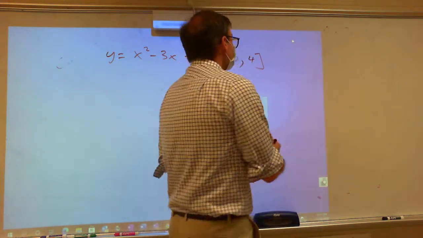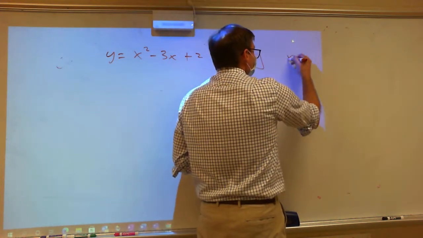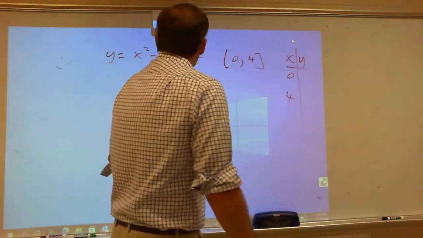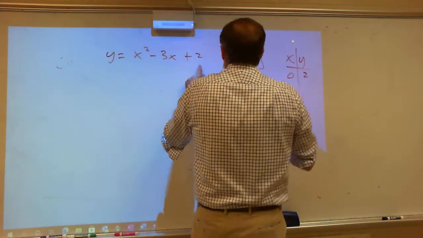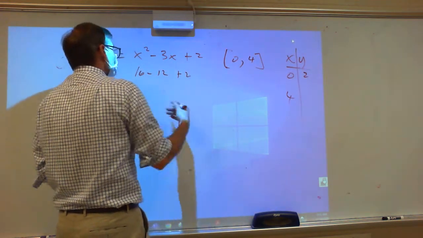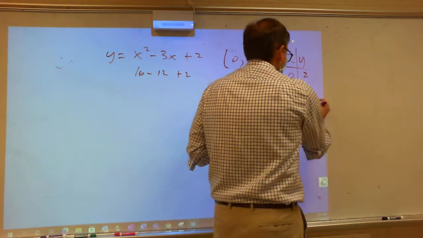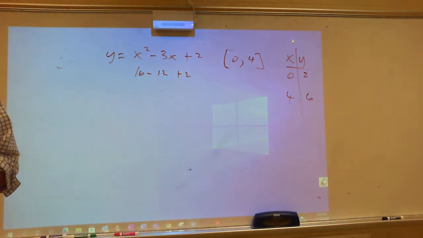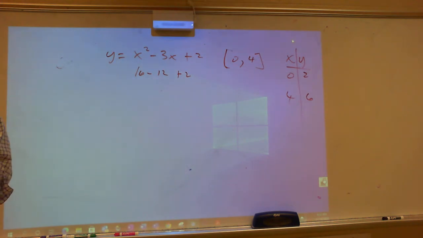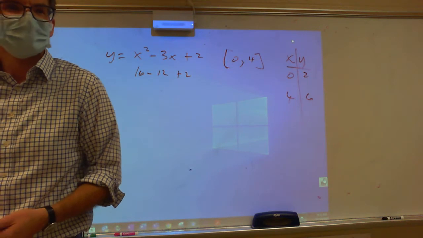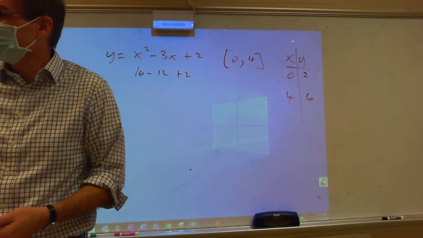So what I'm going to do is make a little xy chart, and I'm going to plug in 0, and I'm going to plug in 4. When I plug in 0, I get a 2. When I plug in 4, let's see, 16 minus 12 plus 2, so 4 plus 2 is 6. Okay. So based on this information, what does it look like your absolute maximum value is? And what does it look like your absolute minimum value is? 2. Do you think those are the absolute max and absolute min? No. At least for the minimum.